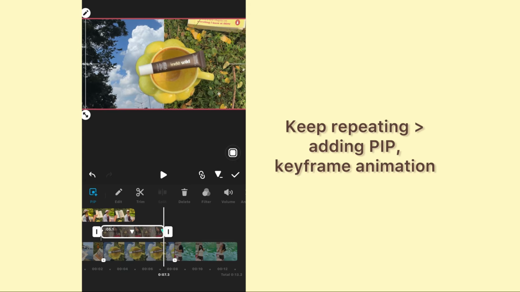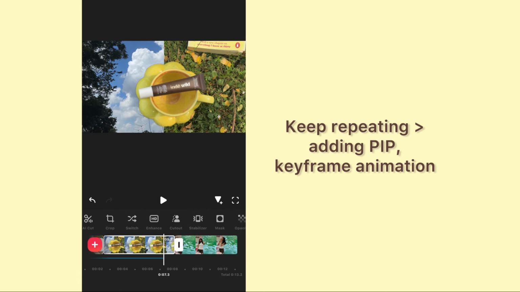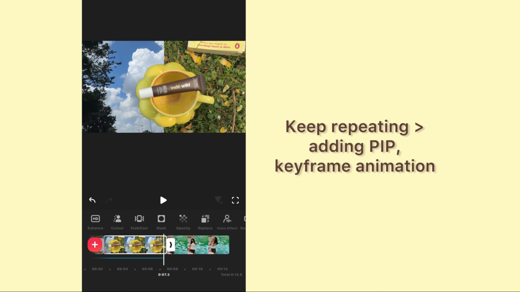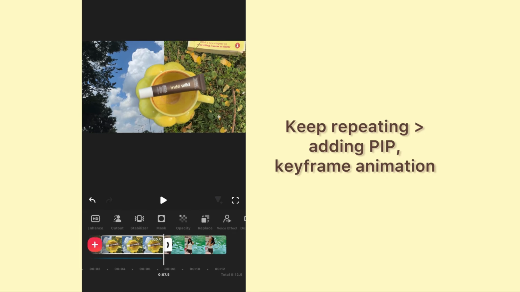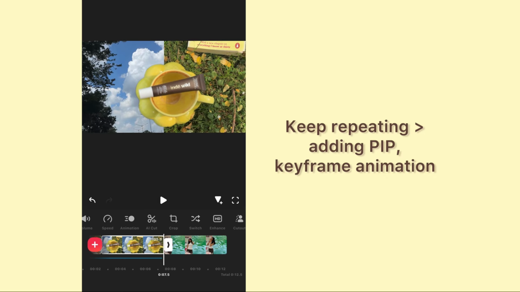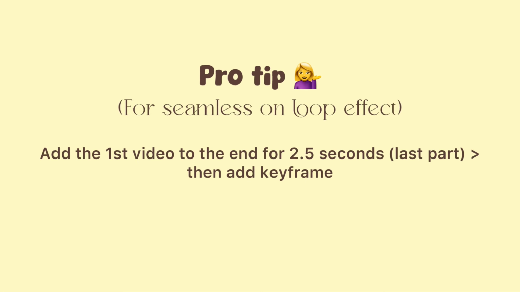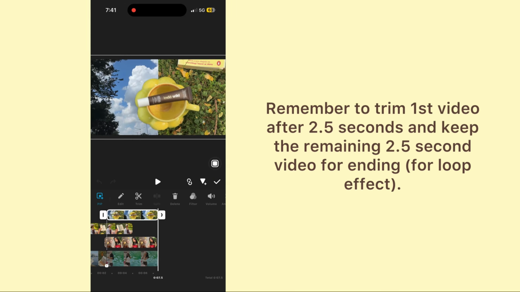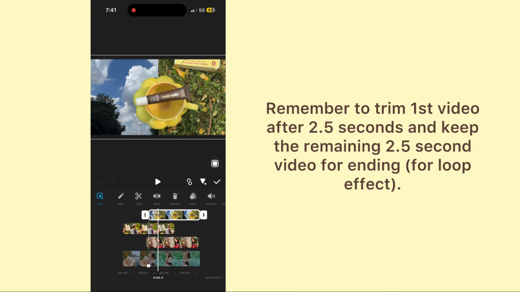And yes, if you want your video to play on loop so that you can get better views by your viewers and keep them hooked and engaged, here is the secret ingredient that you have to try in your video. Remember how we trimmed the beginning of the video from 2.5 seconds? You have to use the remaining 2.5 second video here at the end and add the animation.